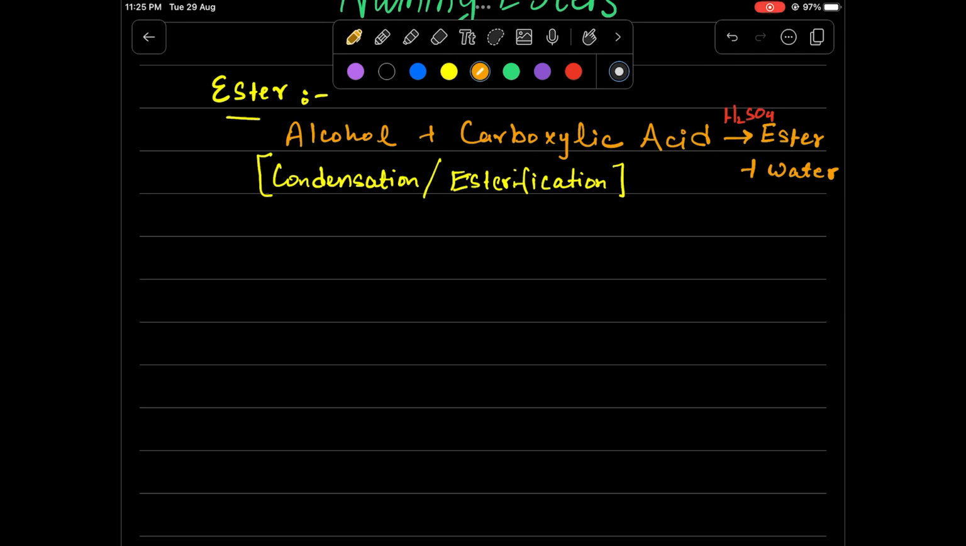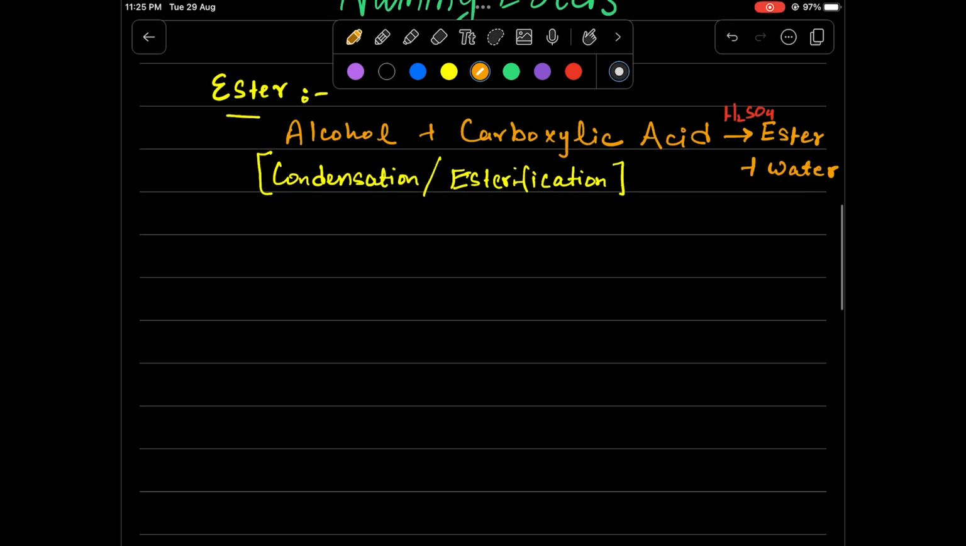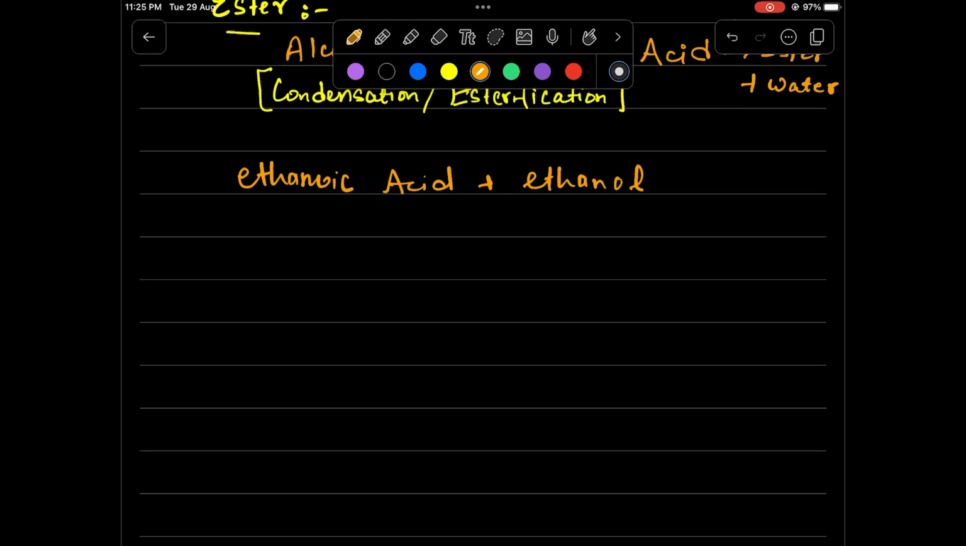Now, let me make an ester by using an alcohol. I'll take ethanoic acid as the carboxylic acid, and I'll add it to ethanol. A very simple example. This would make some ester, which we have to name today. In this video, we're going to name that. So ethanoic acid plus ethanol.